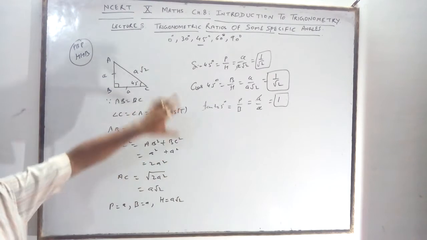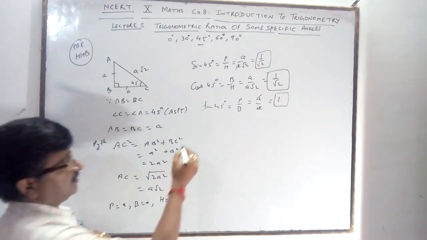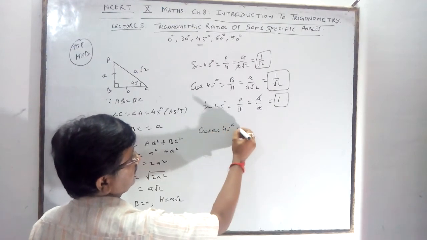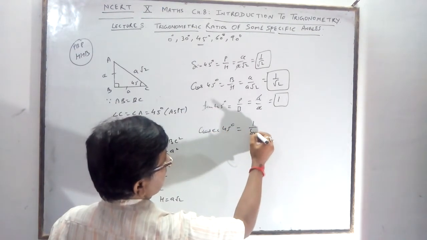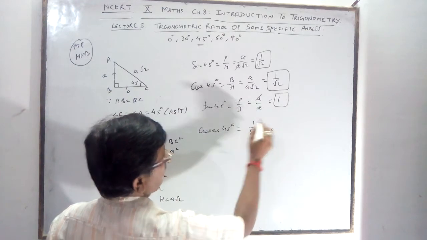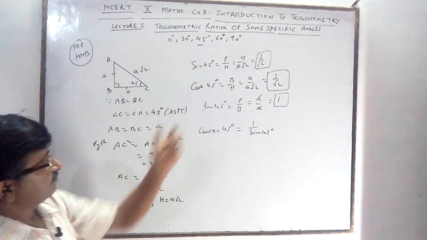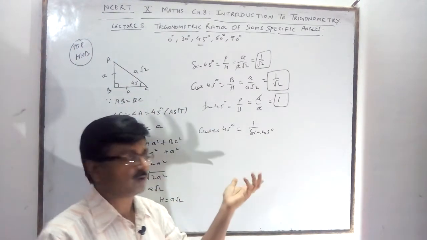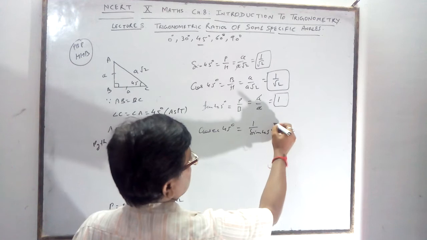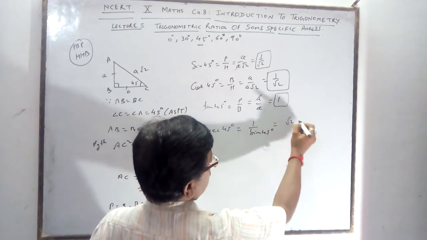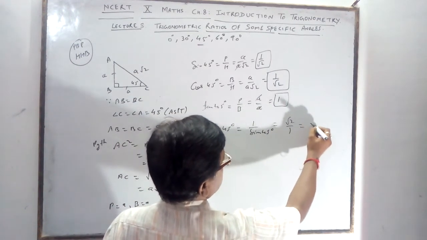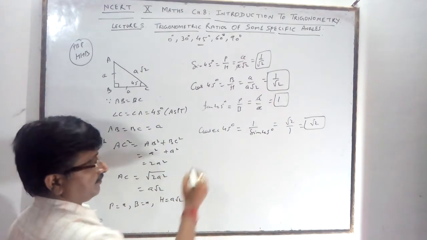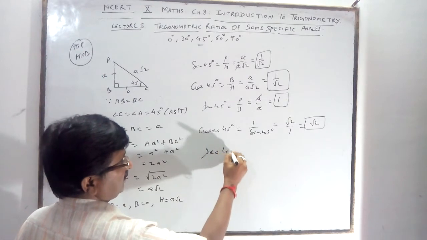So tan 45 is 1. Now you see the reciprocals. You directly get cosec 45 degree, which is the reciprocal of sine. You can write this, or you write H by P. You have both options: H by P, or you write the reciprocal relation. What you have got here? You will get under root 2 upon 1, or you can write under root 2. It is the value of cosec 45. Same thing for sec 45.